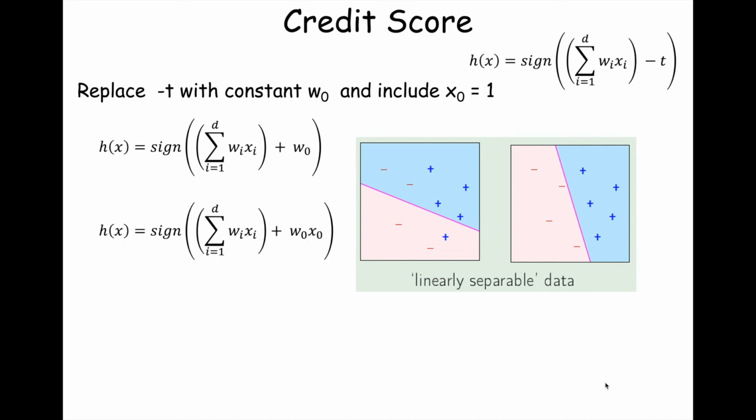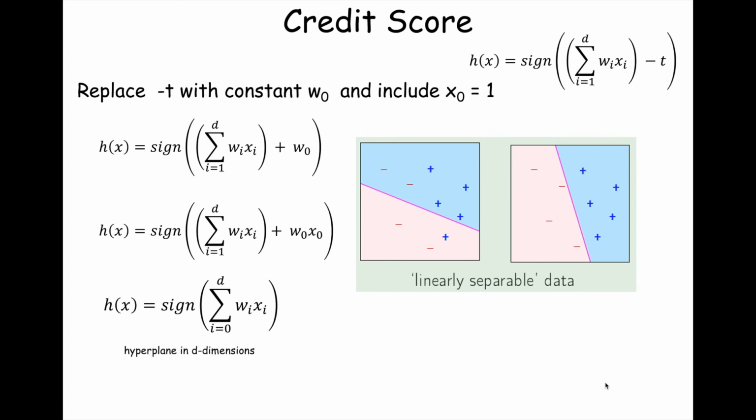Okay, so I do that, and now I write that step of replacing minus t with w naught. That's going to be my new version of the threshold. I multiply it by a dummy variable x naught, whose value is fixed to 1. It does not change the value of that w naught term. And now I modify my summation, and now I have d plus 1 terms. I have the 0th term, first term, second term, so forth. So this was d terms in the weighted sum. I'm adding another term to it, that 0th term. Now I have d plus 1 terms.